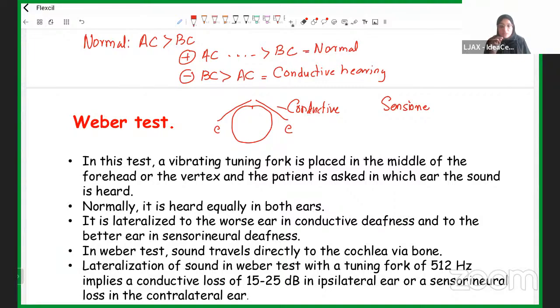In Weber's test, sound travels directly to the cochlea via the bone. Now, if there is lateralization to the worse ear, that means it is conductive deafness. And to the better ear, it is sensorineural deafness. Remember this. When you vibrate the tuning fork and keep it on the bone, it will stimulate the cochlea directly. If it moves to the worse ear, it is conductive deafness. And if it is to the better ear, it is sensorineural deafness.